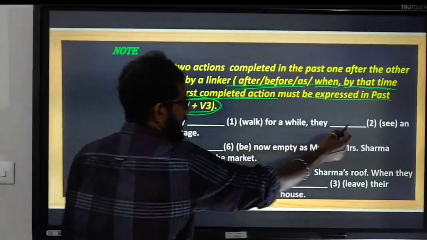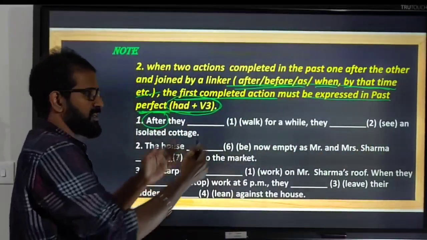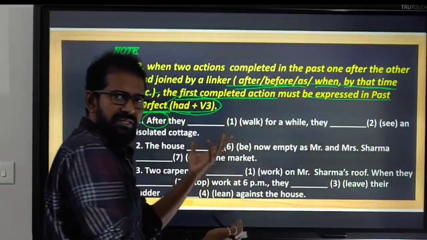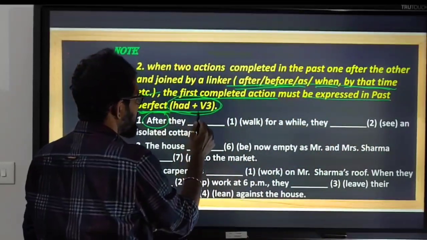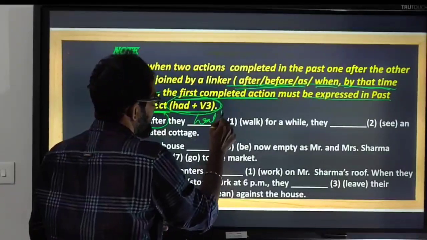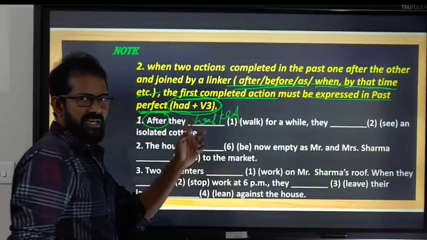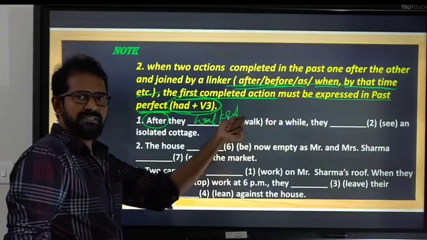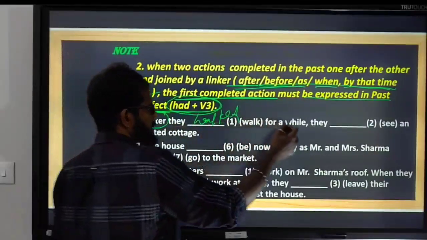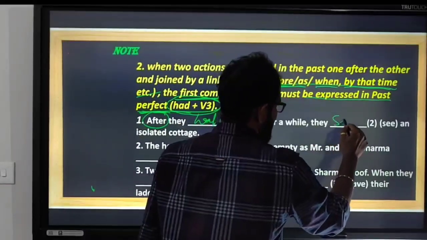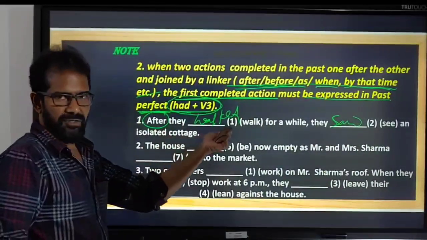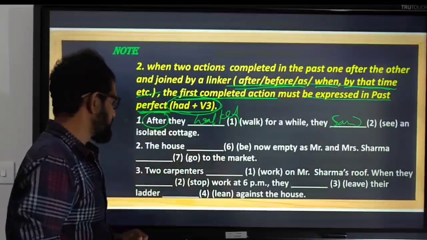They walk for a while. They see an isolated cottage. So simultaneously happened. Walking and seeing happen simultaneously. So they walked. Here things happen simultaneously, so we fill the blanks with simple past. They walked for a while. They saw an isolated cottage.